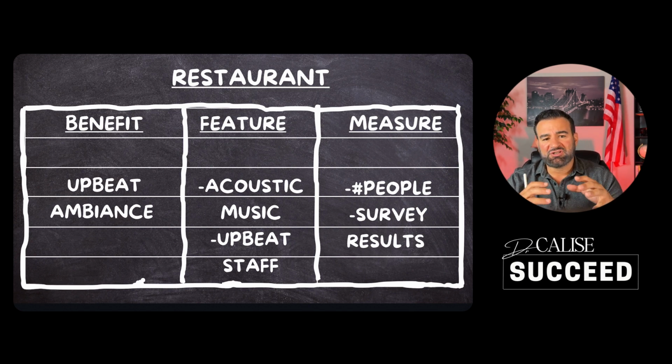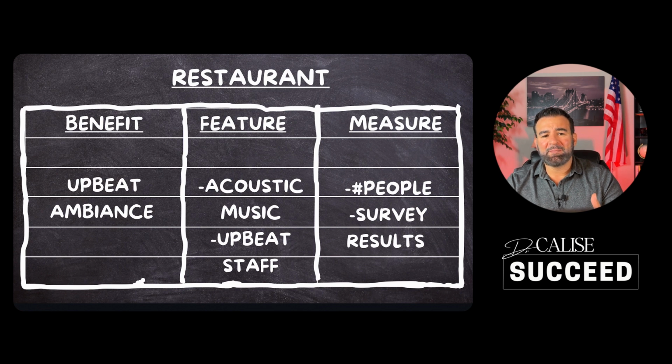But again, you see what we're doing. We're not just saying, hey, listen, I need to throw all these things into my restaurant. We're saying, okay, who is the target audience that I want to serve? What do they need in order to spend money at my establishment, and how can I best ensure that I fulfill that? All right. So benefits, what do they need? Upbeat ambiance. Features, how can I make that happen? I'm going to do acoustic music. I'm going to make sure I have an upbeat staff.